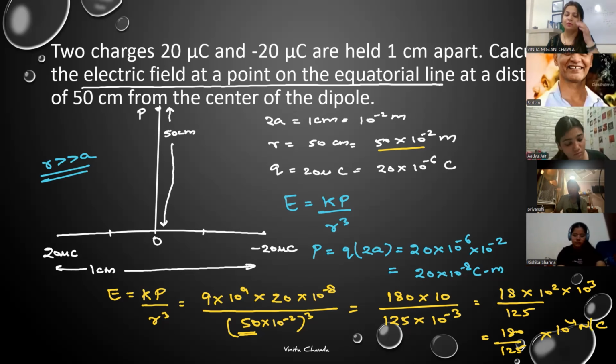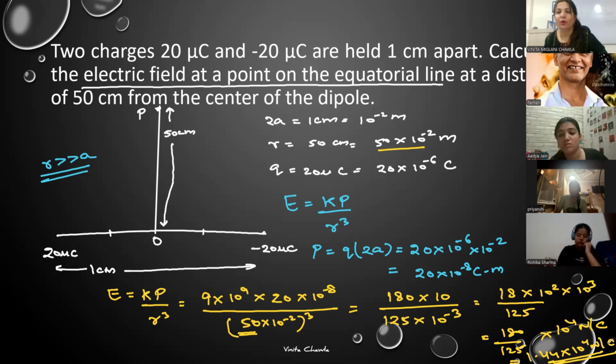Now you can find 180 upon 125. So 180 upon 125 is 1 point... what will you get? 80 minus 25. 1.44 into 10 to the power 4 Newton per coulomb is the answer.